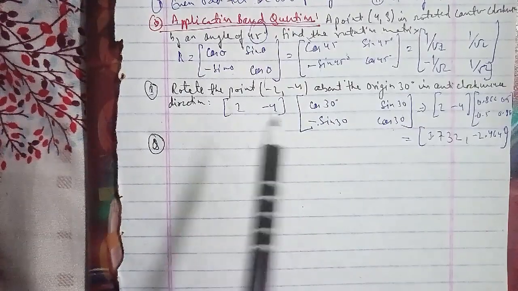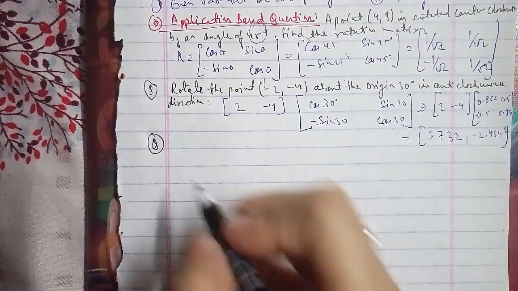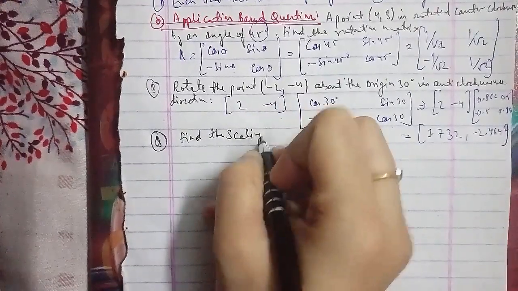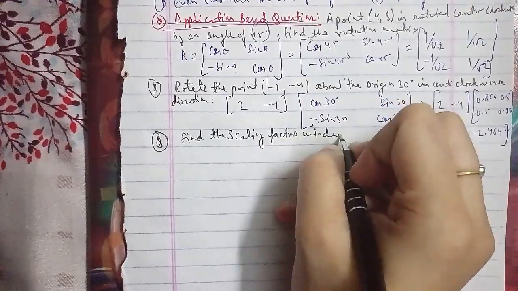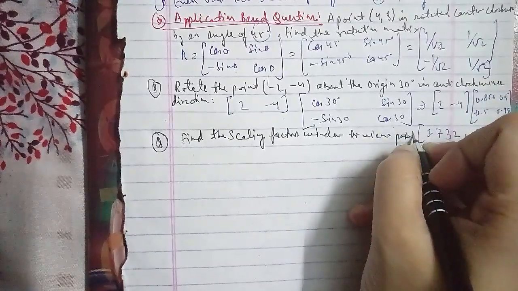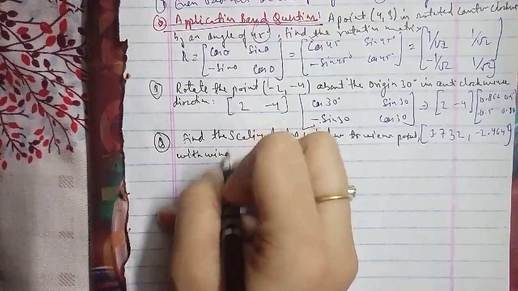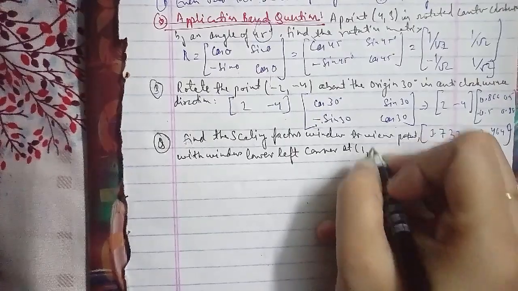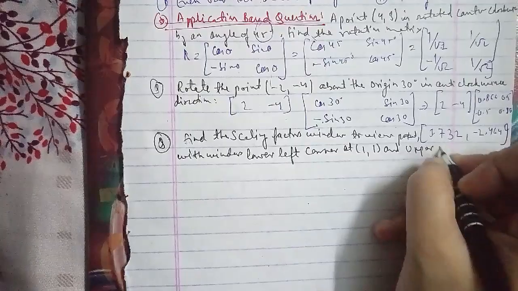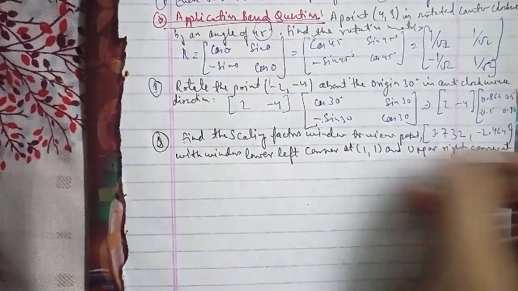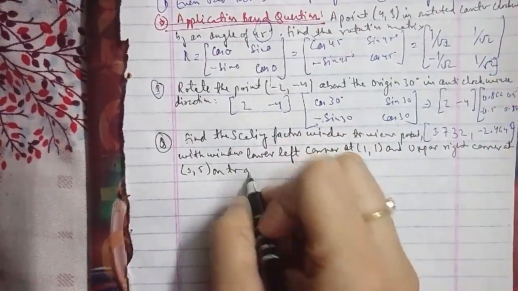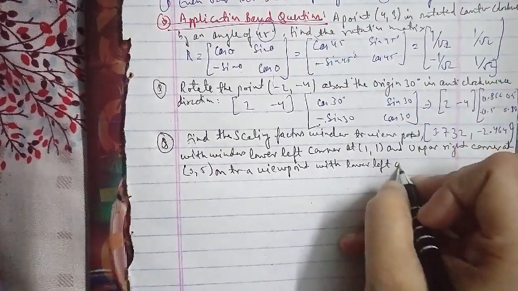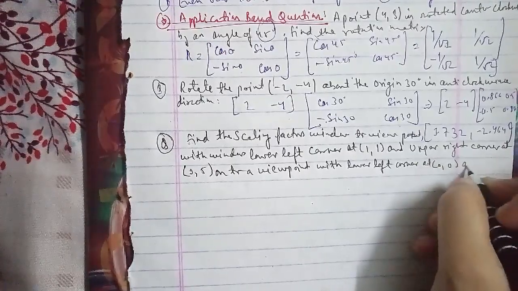So here we'll go ahead with the question that I told you about. Let's go ahead with the question, that is find the scaling factor for the window to viewport, with a window lower left corner at 1,1 and upper right corner at 3,5, onto a viewport with lower left corner at 0,0 and upper right corner at 1/2, 1/2.